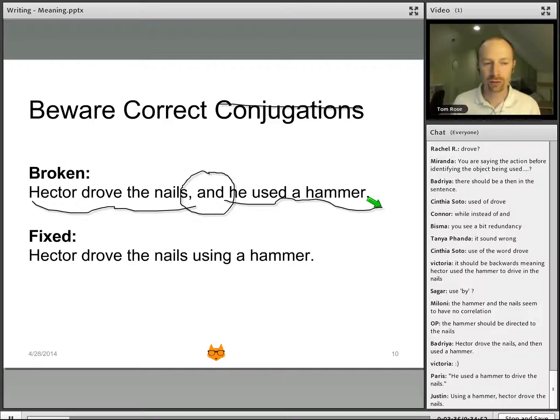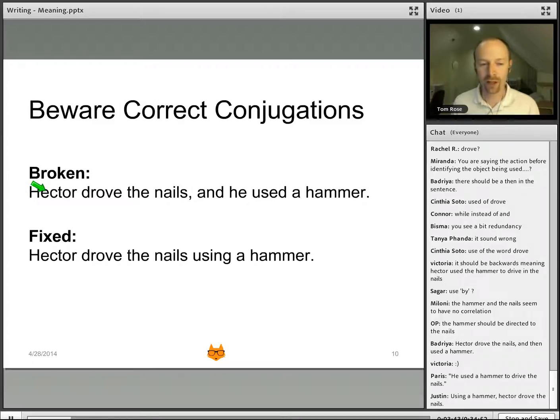In the original sentence, where it says Hector drove the nails and he used a hammer, in the sentence as it actually is displayed, there is no connection between the use of the hammer and the driving of the nails. The entire point of that sentence, to say that the hammer and the nails are connected and that one is used to do the other, is totally absent. That is a meaning problem. There's nothing grammatically wrong here. There's no tense errors, no modifier errors, no conjunction, no fragment, no run-on. This sentence grammatically is correct, but it doesn't make sense.